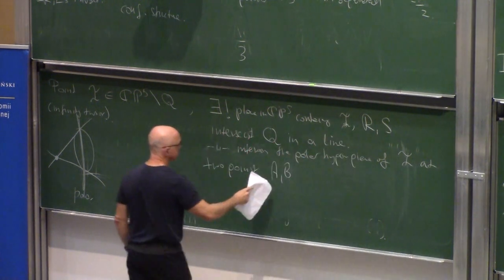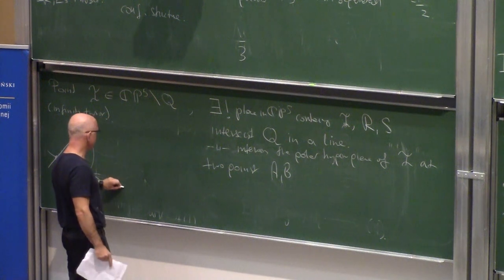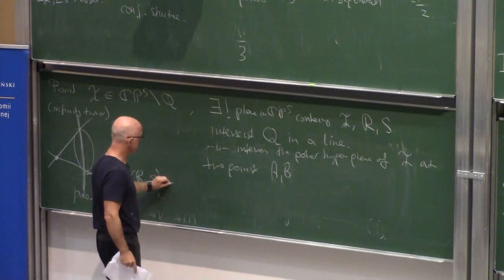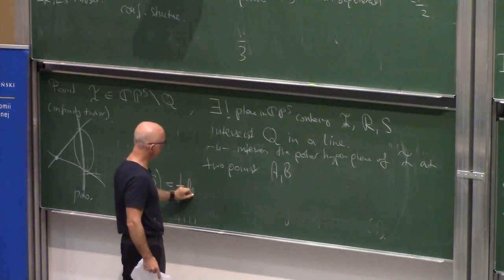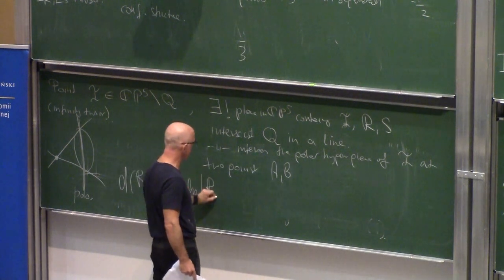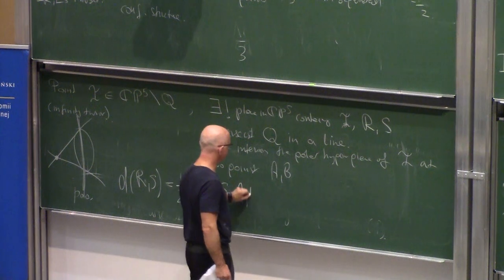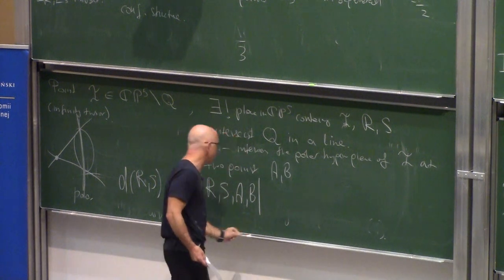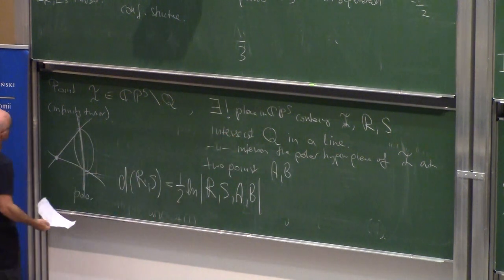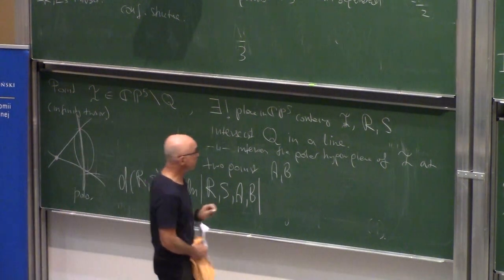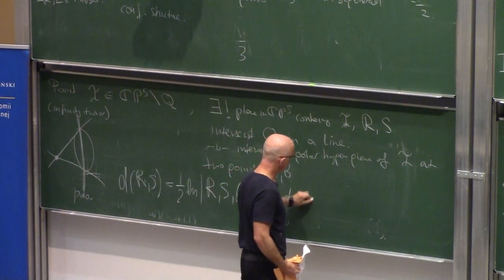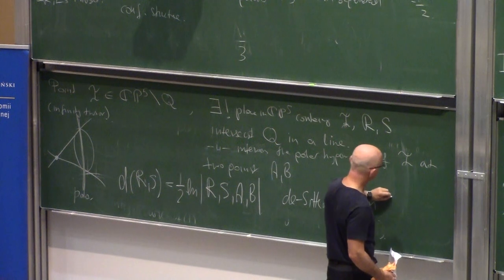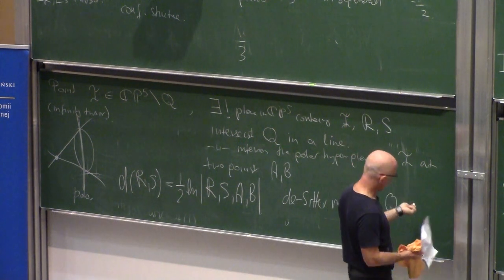So now I have four points, having decided what I is: R, S, A, B. And the wonderful formula is that the distance between R and S is a half of the logarithm of the cross ratio of R, S, A, and B. This distance, which is not infinitesimal but finite, belongs to the conformal class I just defined, and that's the de Sitter metric on Q. Okay, I'm coming to an end.